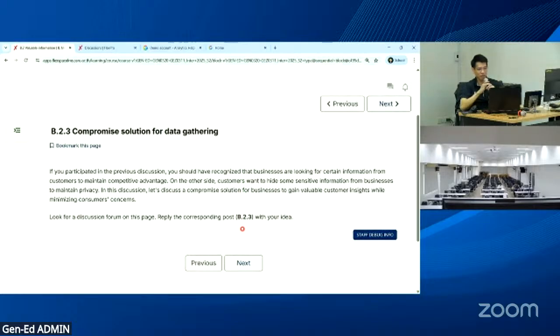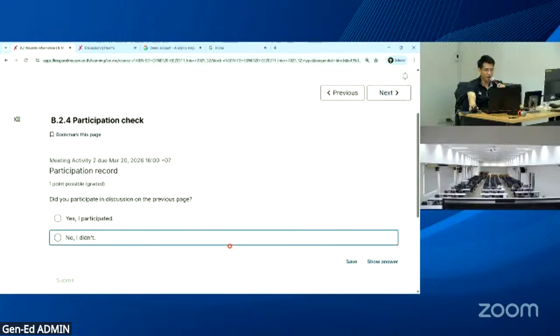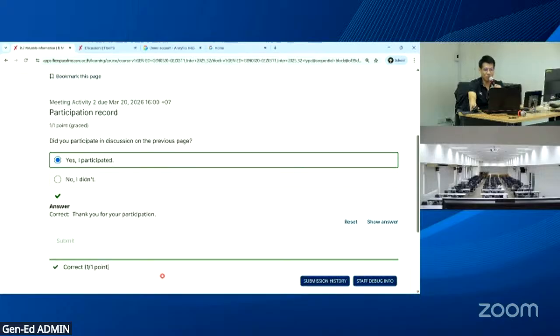You have plenty of time to do this. If you are not going to do it at this moment, just make a note. This is one of your assignments. If you come back later and finish the discussion, once you have finished that, feel free to browse to the page B.2.4 and mark your participation. Again, you should have completed the activity before you mark your participation. I hope everyone understands.